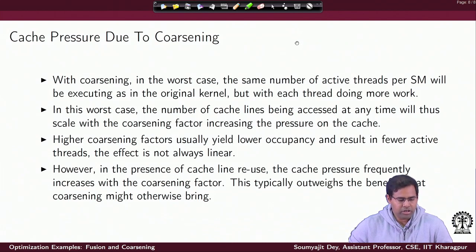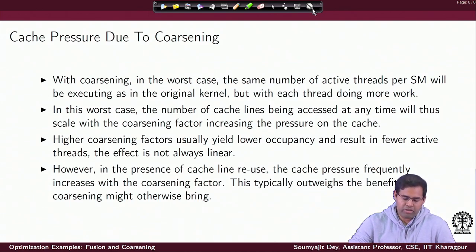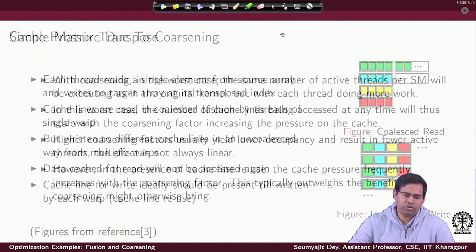So in general, I can say that if I do coarsening, in the worst case, the same number of active threads per SM will be executing as in the original kernel, but now each thread will of course be doing more work. And if the work is to load the cache line multiple times, then the number of cache lines accessed will also scale with the coarsening factor, just as we are saying. With higher coarsening factors, we will have higher cache line reuse, and that will effectively bog down the SM and decrease the occupancy, and this will significantly outweigh the benefit of performing any kind of coarsening whatsoever, right?